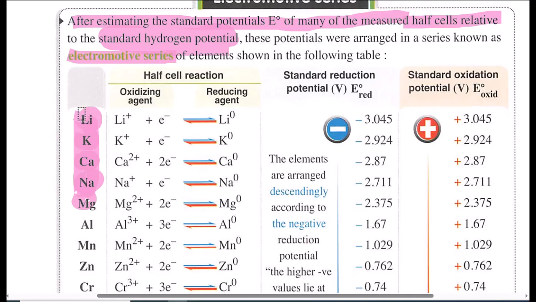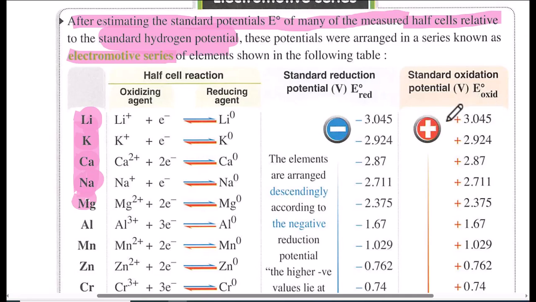Okay, what is the difference between the higher elements and the lower elements? The higher elements here, like lithium, have higher oxidation potential. Higher oxidation potential means it is easy to release electrons. The strength to release electrons is positive 3.045, which is the strongest or the highest value of the oxidation potentials of elements.